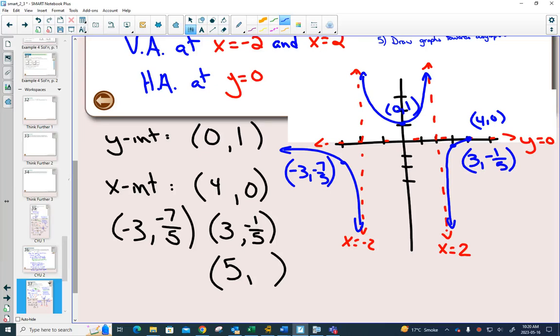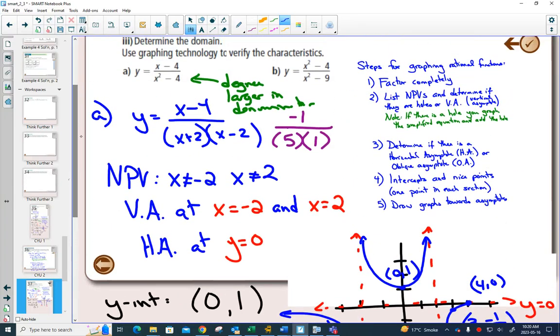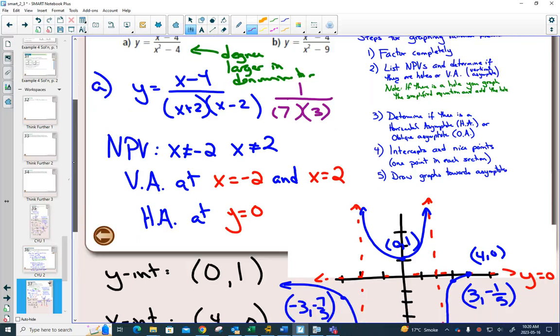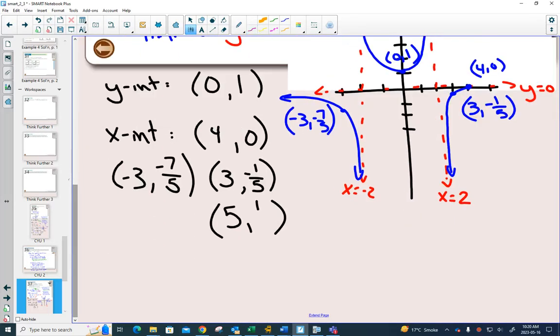If I plug in 5, 5 minus 4 will be 1. 5 plus 2 is 7. 5 minus 2 is 3. I'll get 1 over 21. That point would be about here, (5, 1/21). Means it goes up for a little bit, but then comes back down towards our asymptote.